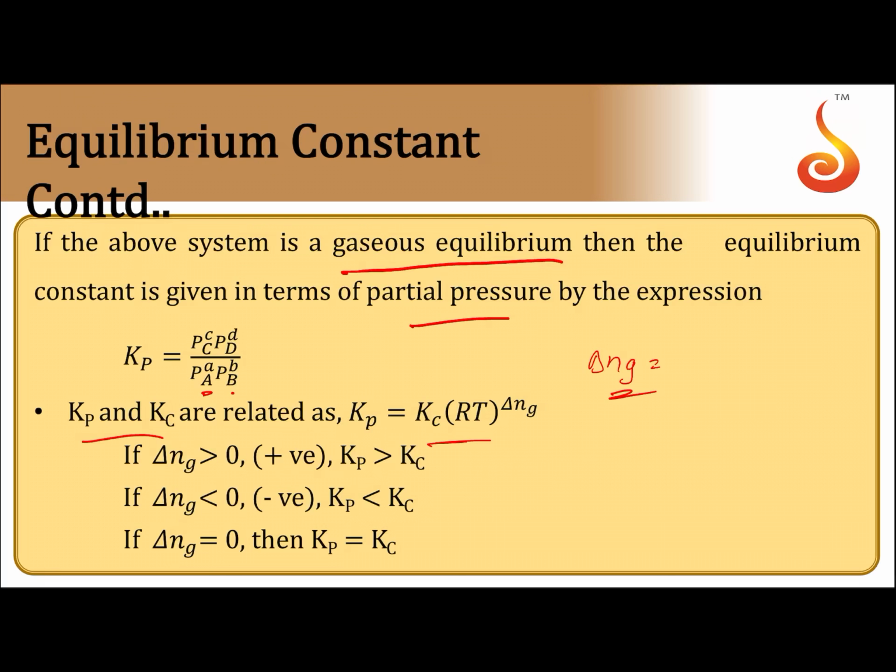Now in this relation, we can understand mathematically that if delta n is greater than 0, then Kp is more than Kc. If delta n is less than 0, then Kp is less than Kc. And if delta n is equal to 0, then Kp must be equal to Kc. This can be understood mathematically from the relation Kp is equal to Kc into RT power delta n. So delta n is equal to the number of moles of gaseous products minus the number of moles of gaseous reactants we have.